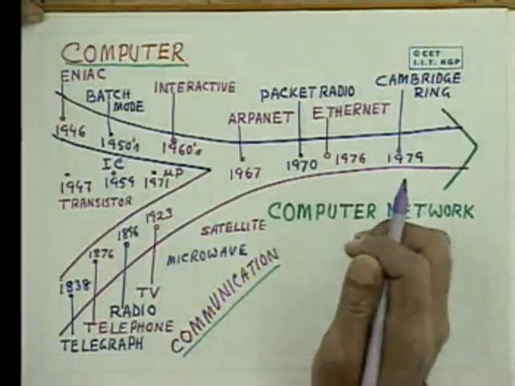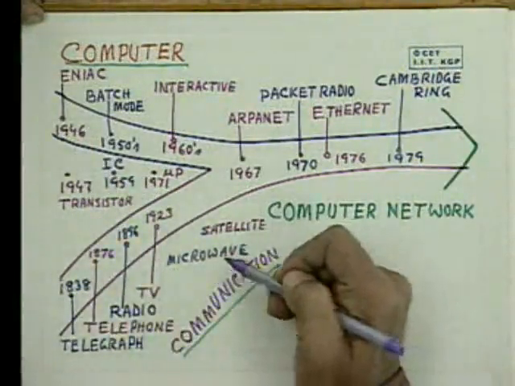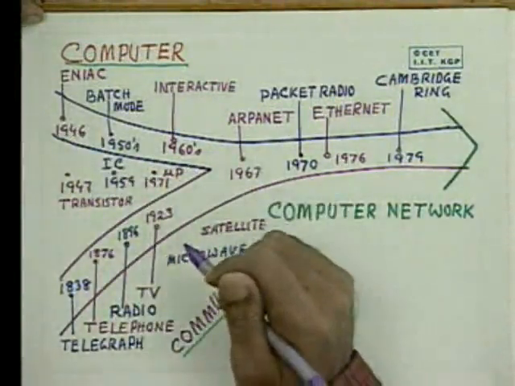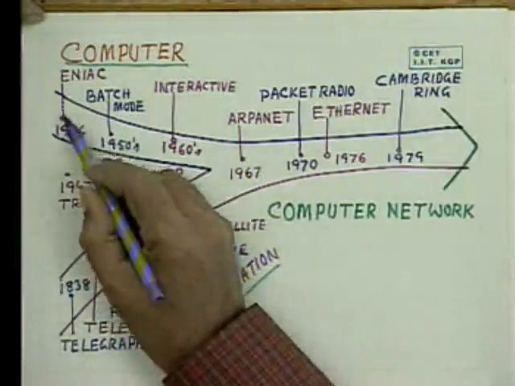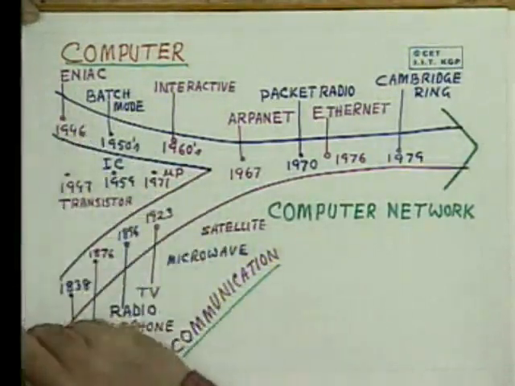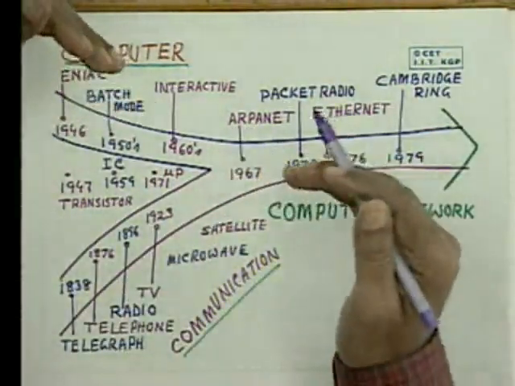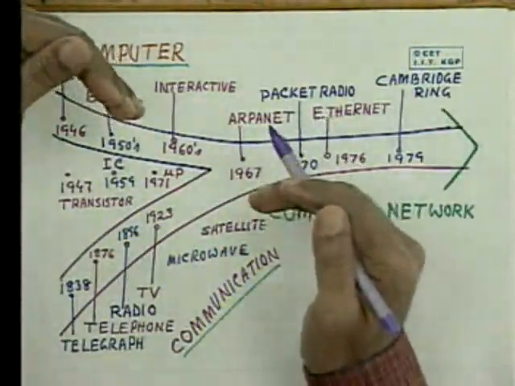Let us now change gear to see what has happened in computer industry or computer science. The history of computer is not as old as electrical communication. The history of computer is only about 50 years old. The ENIAC, the first electronic computer, was developed in the year 1946. And in the first two decades of its existence, computer remained a centralized computer system. And of course, it has evolved. Let us see how the scenario of centralized computer system has evolved over the years.